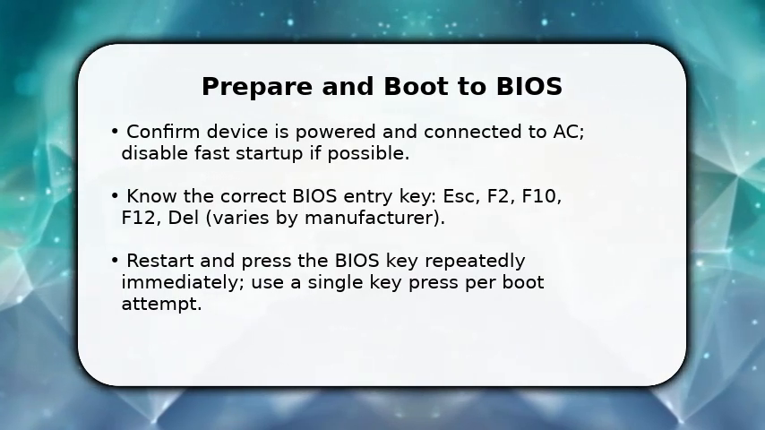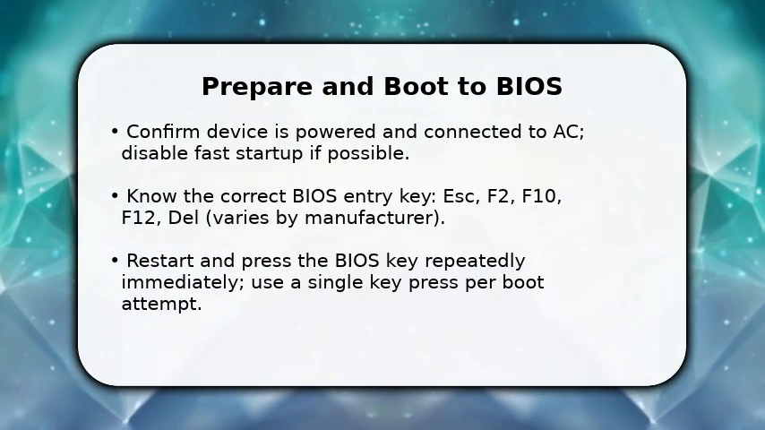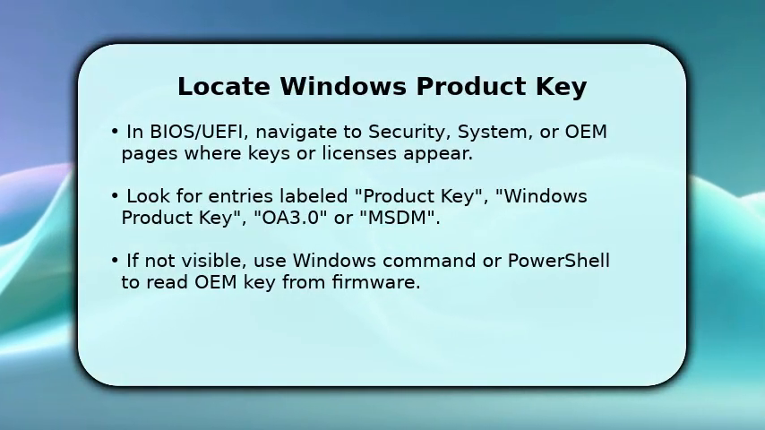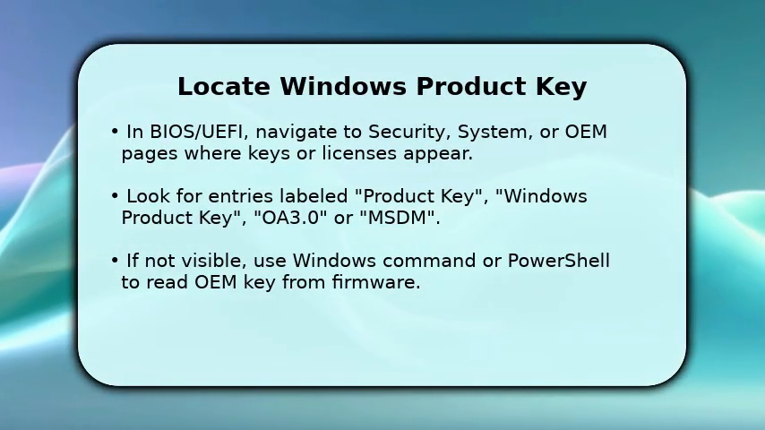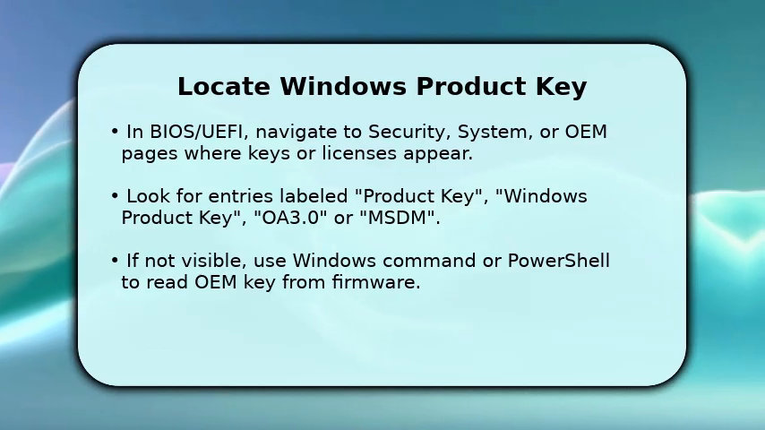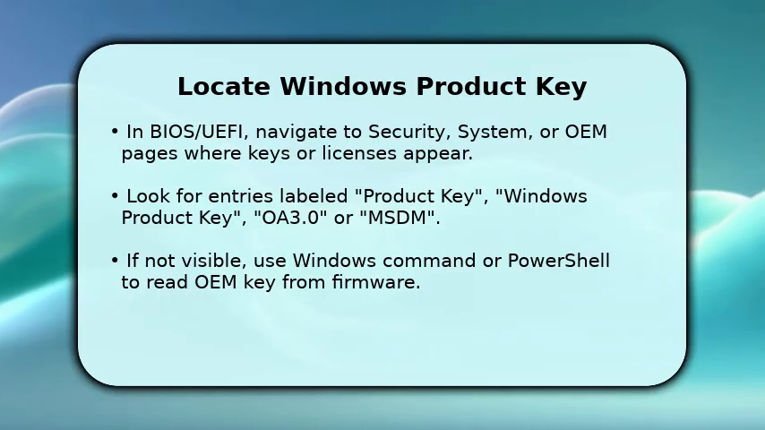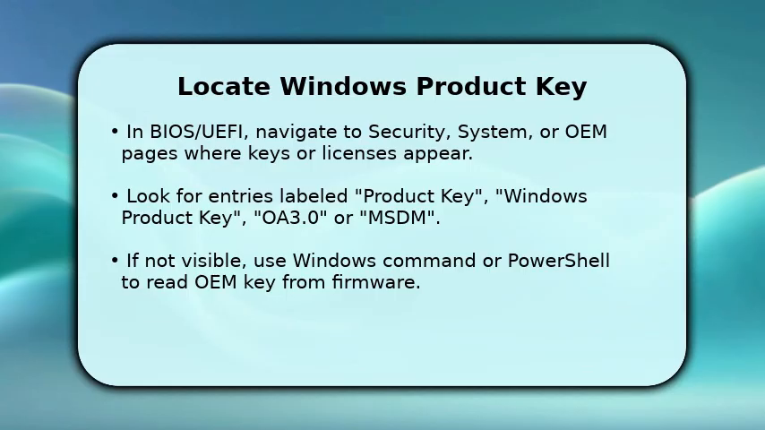Once inside BIOS or UEFI, move through the menus. Check Security, System Information, or OEM/vendor pages because keys are often stored under those headings. You're looking specifically for labels like Product Key, Windows Product Key, OA3, or MSDM. Manufacturers place the embedded key there.